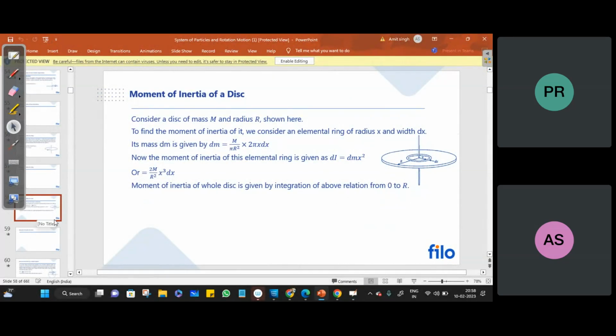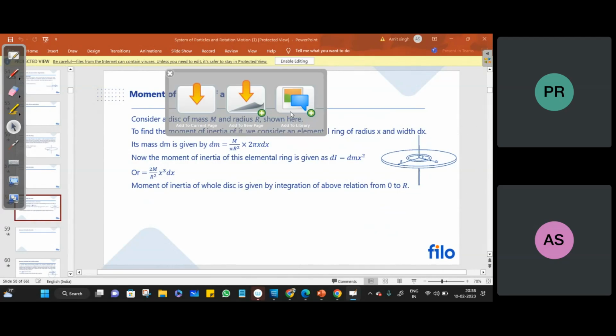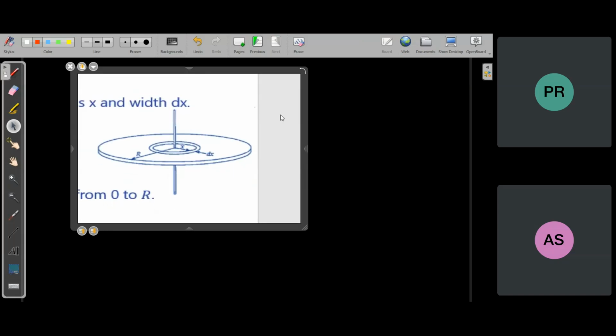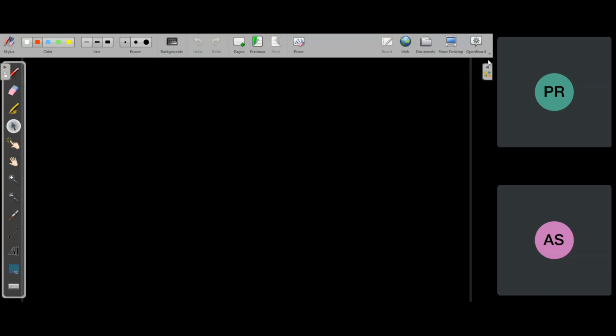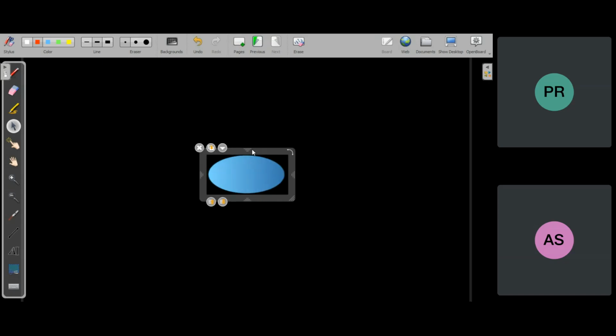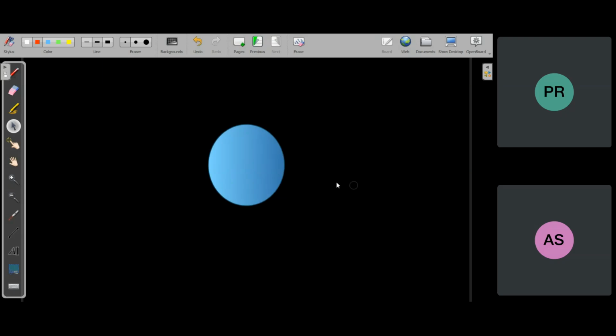Okay, so now you have to find the moment of inertia of a disk, and think how you will do it. Suppose this is a disk, and this is the axis which is passing through the center of the disk and perpendicular to the plane of the disk.